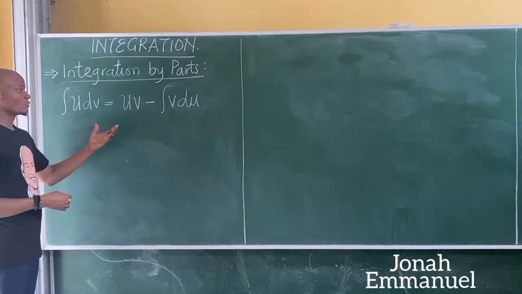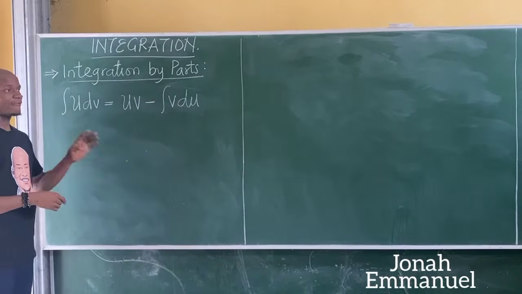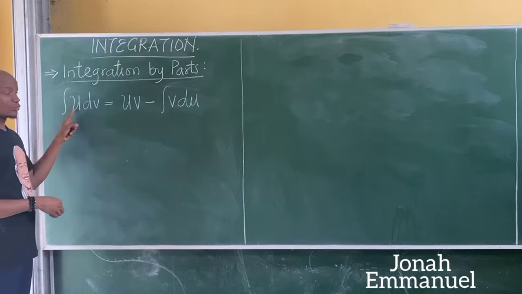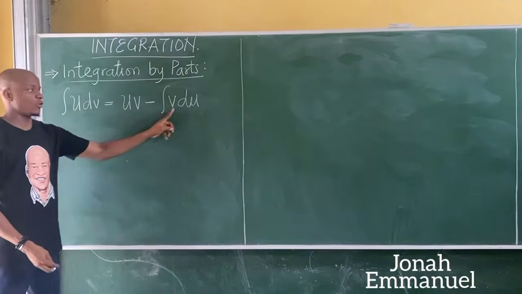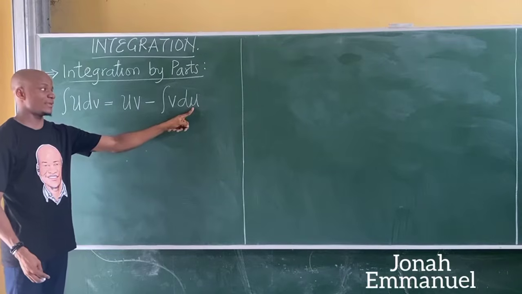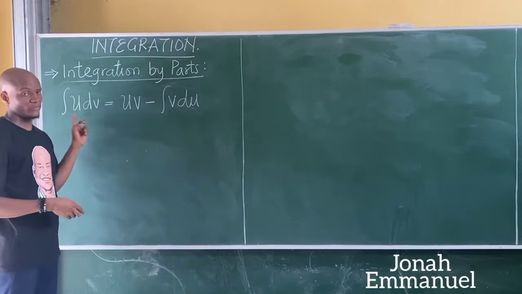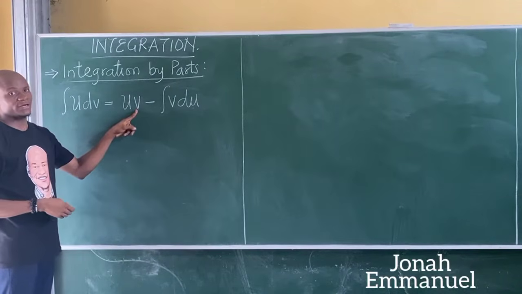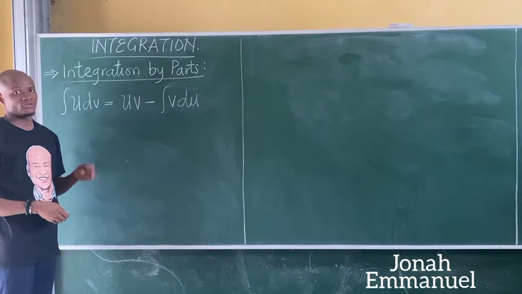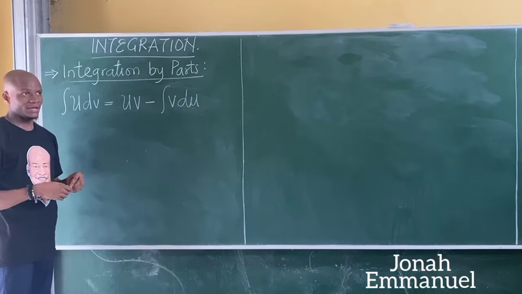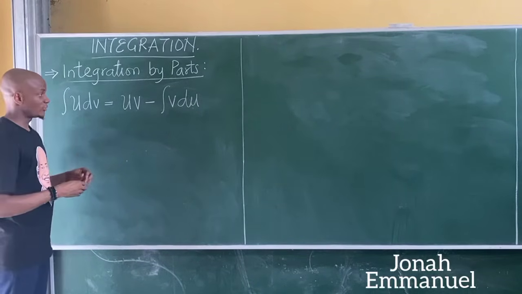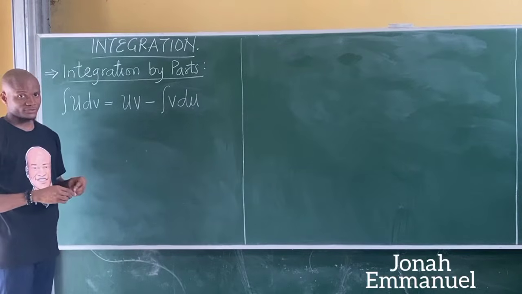When it comes to integration by parts, there are four major values I need. I need a value for u, I need a value for du, which can be got by differentiating the value of u. Also, I need a value for v, and finally I need a value for dv. So these are your four required values for integration by parts. Okay, we'll take an example and we'll see how this works.